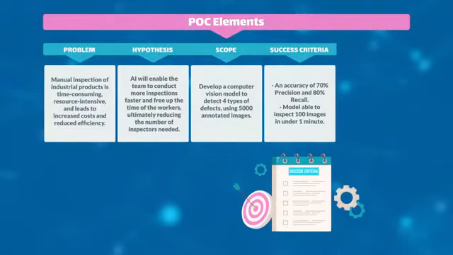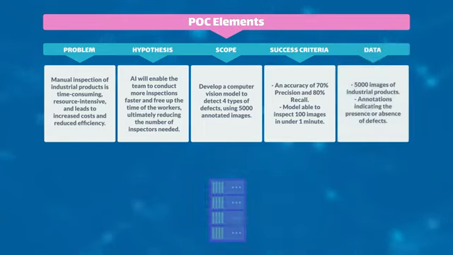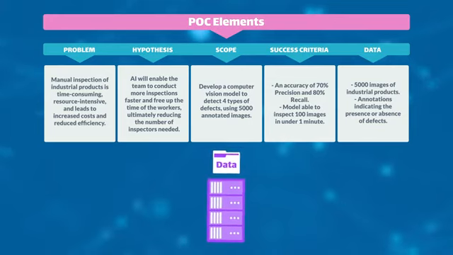In our visual inspection example, the success criteria include an accuracy of 70% precision and 80% recall, and the model's ability to inspect 100 images in under 1 minute. The fifth element is data. This is basically the datasets required to do the POC. In this example, the datasets include 5,000 images of industrial products with annotations indicating the presence or absence of defects.